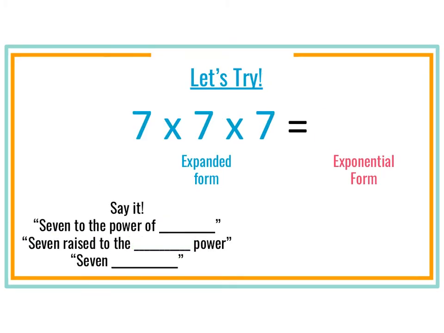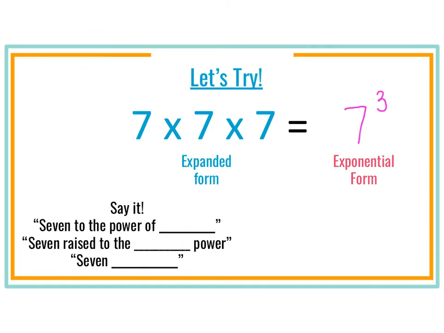Let's try a few examples together. This time we see the expanded form, 7 times 7 times 7. Since 7 is being multiplied, 7 would be my base number. My exponent would be how many times 7 was multiplied. 7 was multiplied 3 times, so my exponent is 3. So now we've written our number in exponential form.